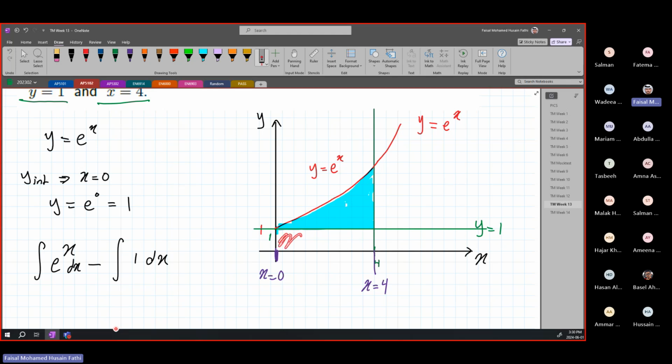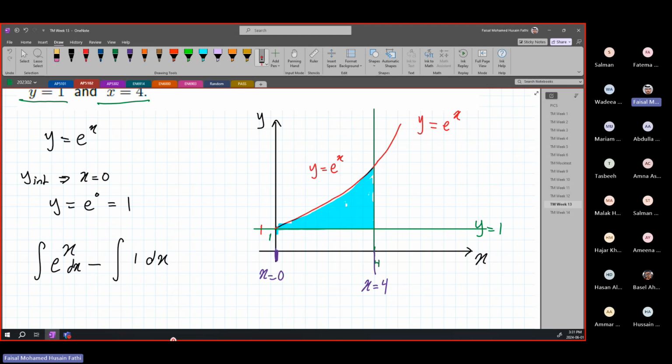This area is where y is equal to 1. So this is where y is equal to 1. The equation of the line is y equal 1. So we want to remove this part. We don't want this part to be a part of our total area. That is why we subtracted this part away from the total area. So we had minus 1 dx.